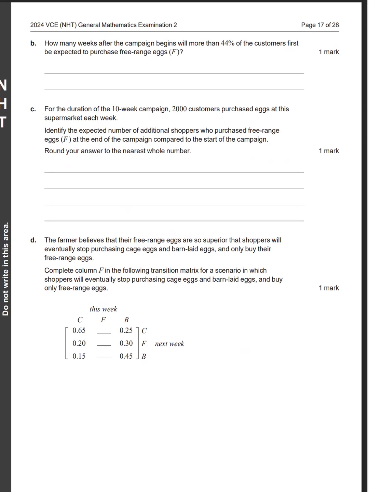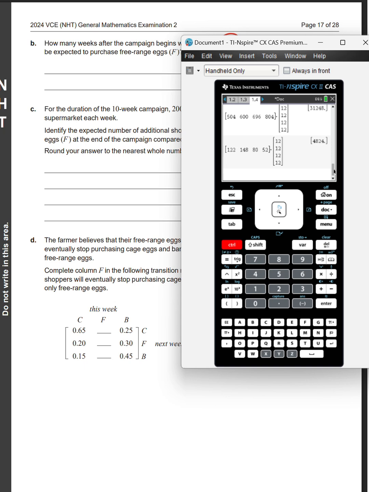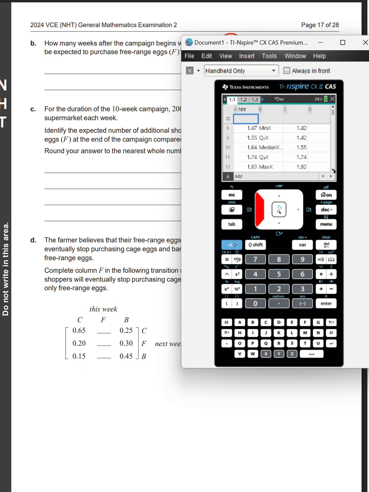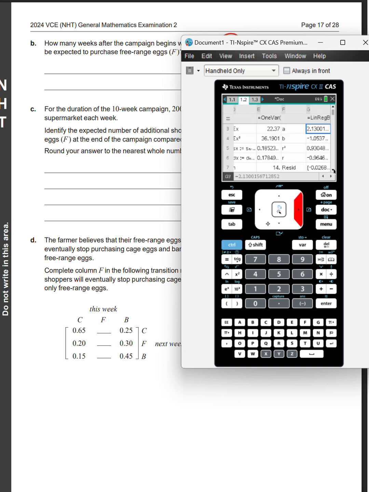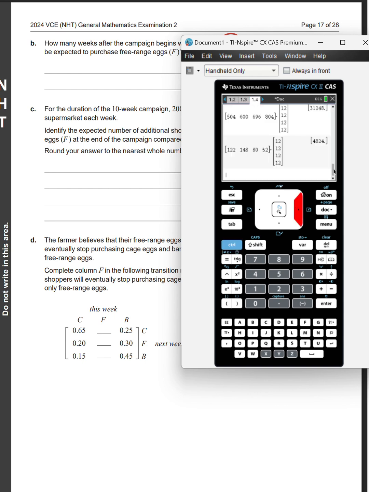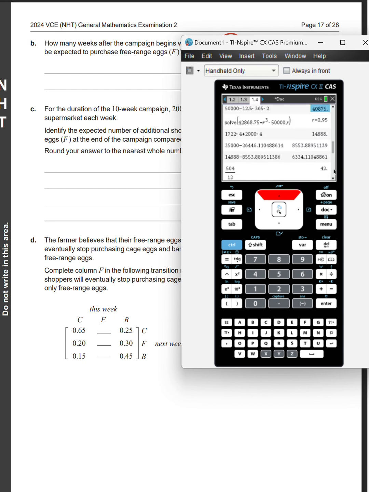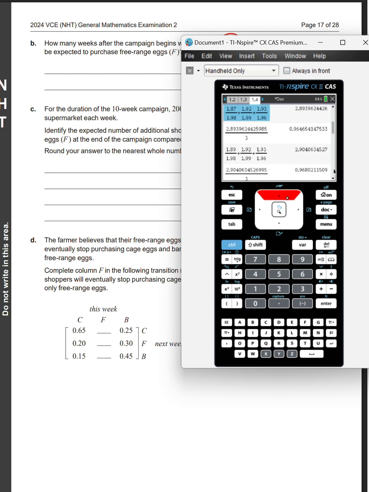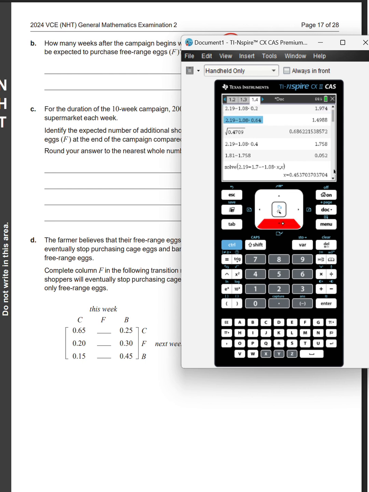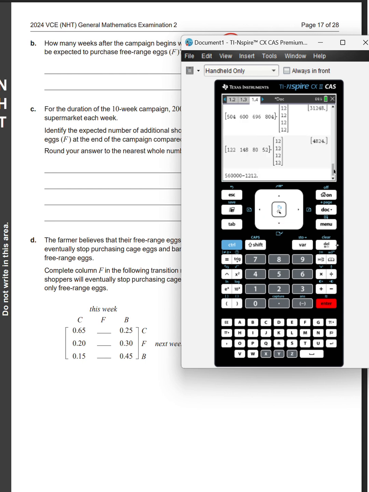All right, so how many weeks after the campaign begins are there more than 44% of customers to be expected to purchase free-range eggs? All right, so have I already input my transition matrix? Oh, no, apparently I didn't. Nope, apparently I didn't. I'm just going to enter that and then get rid of it.